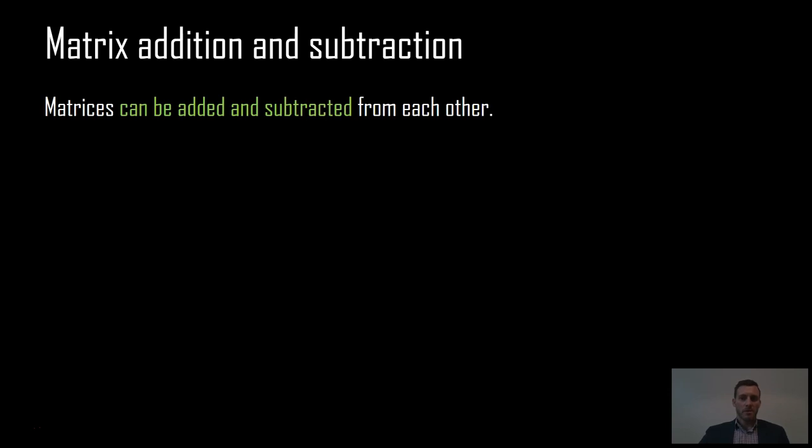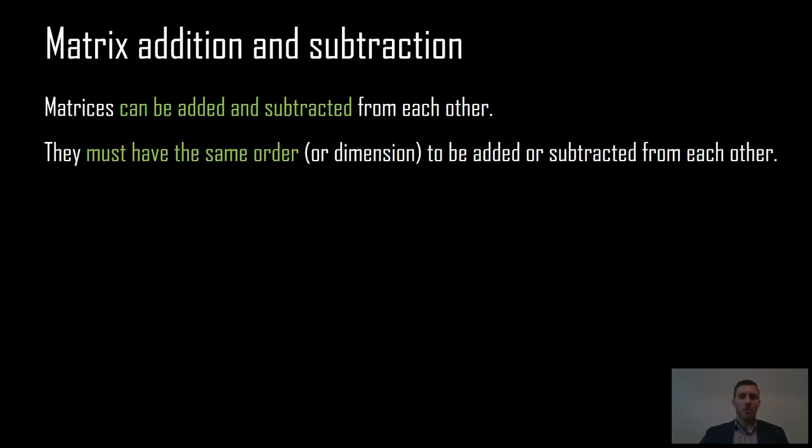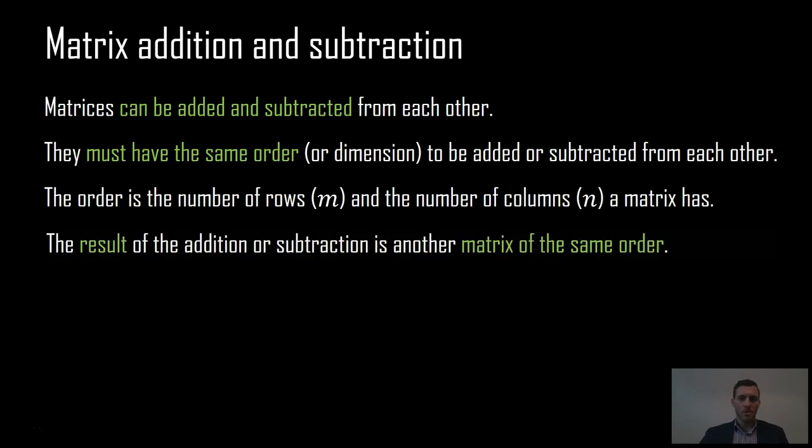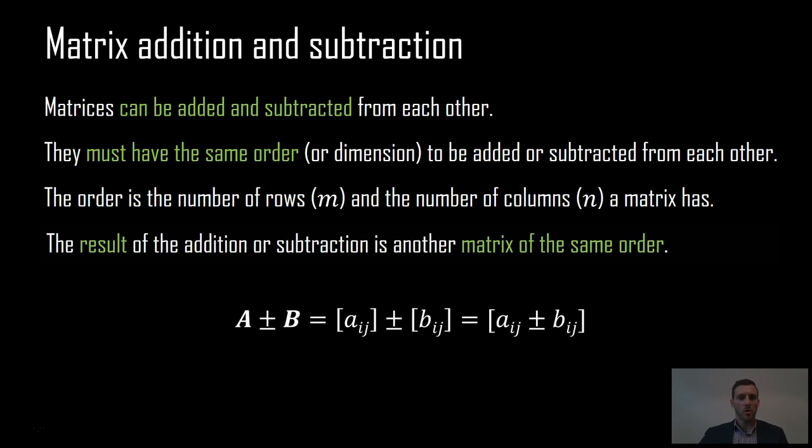Matrices can be added and subtracted from each other. However, they can only be added or subtracted from each other if they have the same order or dimensions. Matrices of different orders cannot be added or subtracted. Remember that order or dimension is the number of rows m and the number of columns n a matrix has. An m by n matrix has m rows and n columns. The result of the addition or subtraction is another matrix of the same order. Matrix A plus or minus matrix B equals the corresponding elements of matrix A plus or minus the elements of matrix B. Let's look at an example.